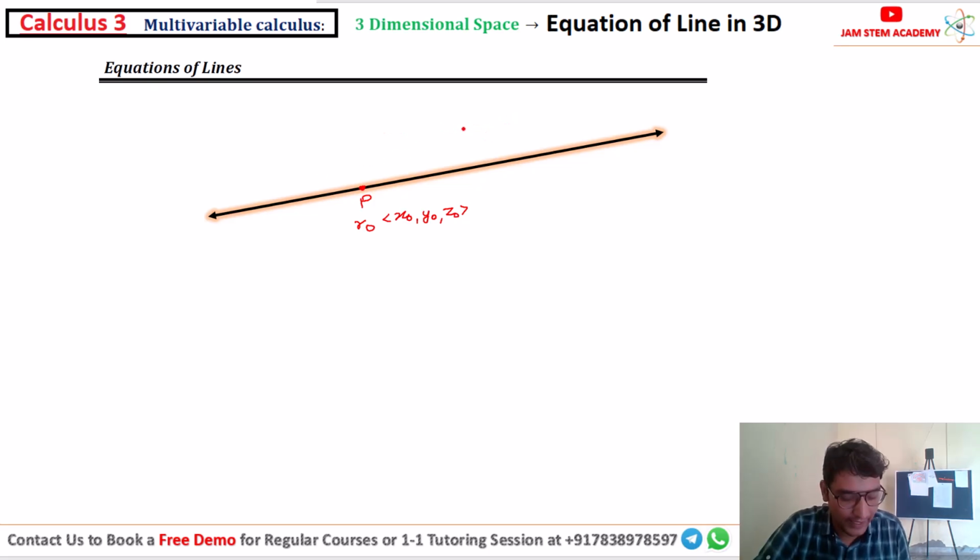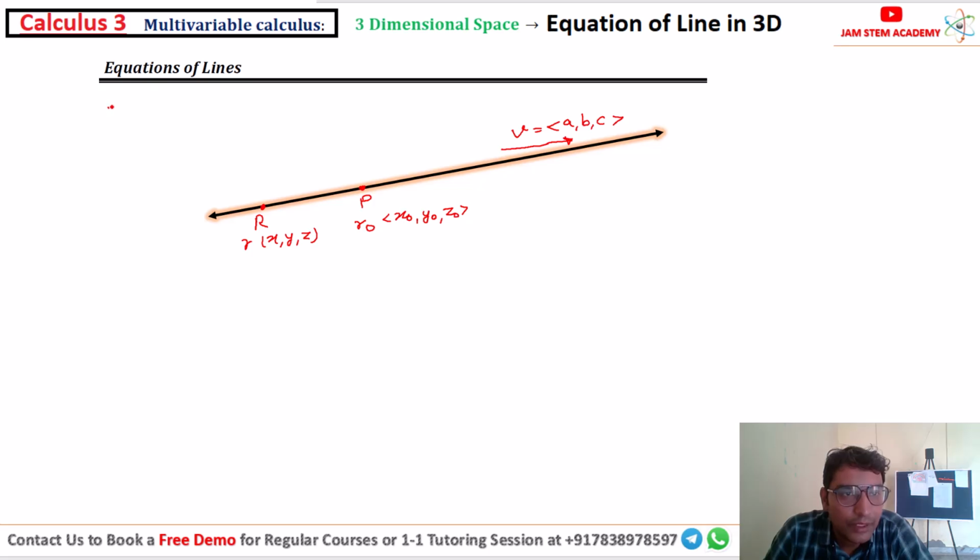Once you have the vector parallel to the given line, you can always find the equation of that line. For example, let's consider a vector parallel to this line, say the v vector, having its components or direction ratios as a, b, c. So we have a point and we have a direction vector, and hence the equation of the line can be found. Let's say there is another point, a general point R, with coordinates x, y, and z, lying on that line, meaning it is the moving point on that line.